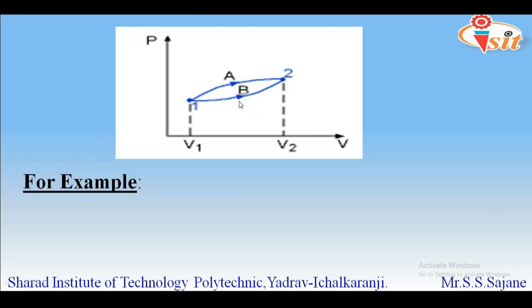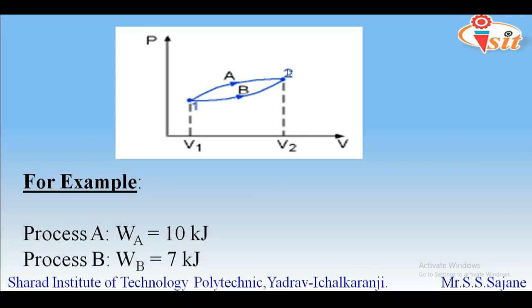From this we can clearly understand that while the system changes from state 1 to 2, if it passes through path A, it will require more work, whereas in case of path B, the system requires less work. So this is given here. For process A, the work will be 10 kilojoule, and for process B, that is WB, the work will be 7 kilojoule. So here we can see the difference. For path A, the work is 10 kilojoule, and for path B, the work is 7 kilojoule.